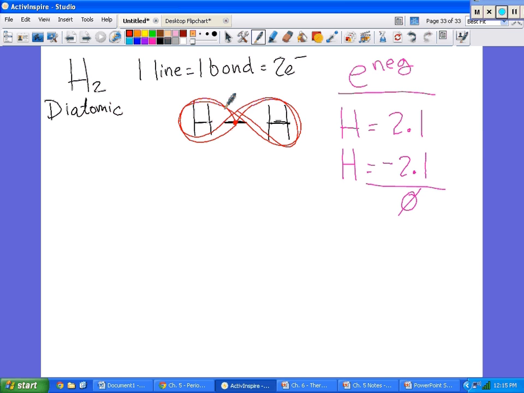Now, why is this electron not spending more time around one of these H's than the other? Because their electronegativity values are the exact same, right? So do you agree that we can quantify this as equal sharing? Do you agree that's a fact? There is something we call this when it is equal sharing.